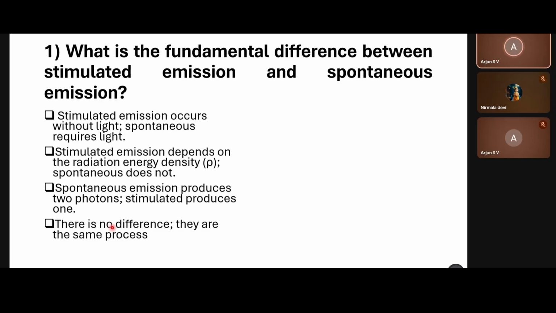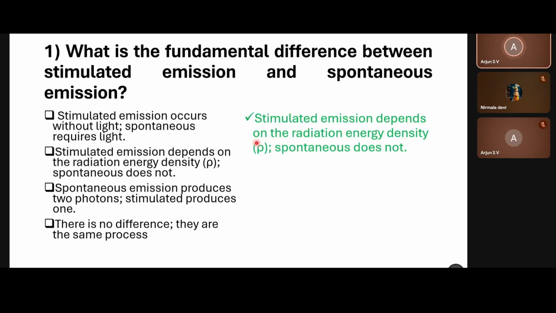Okay, we'll go over the answer. So the key difference is in looking at the options correctly. The correct answer is actually option number B. Stimulated emission depends on the radiation energy density rho, while spontaneous does not. So we look at the options one by one.